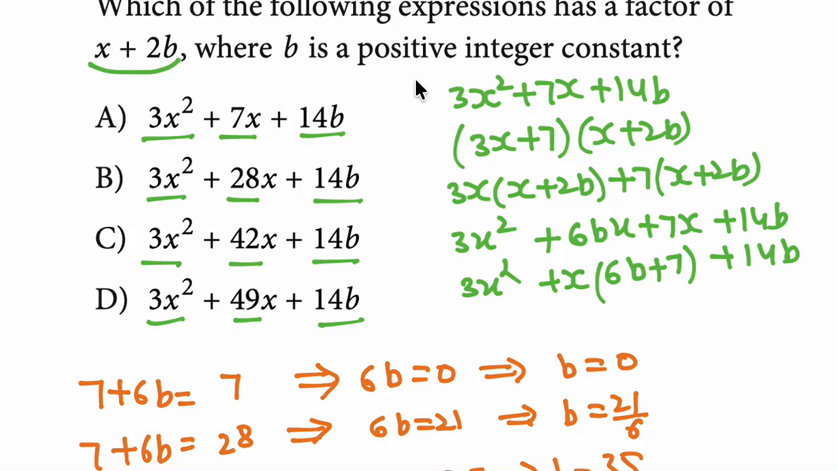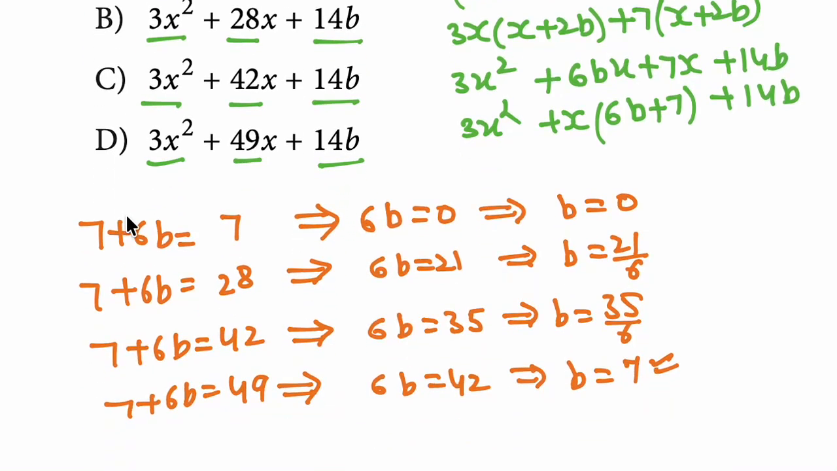We need b as a positive integer. So that means the options are helping me to find out that when the coefficient of x is 49, b is a positive integer. So that means D is the right option.